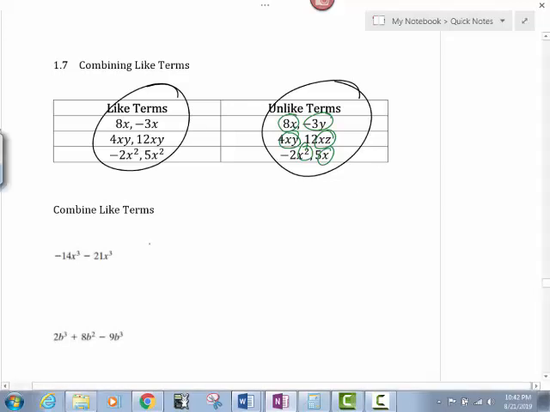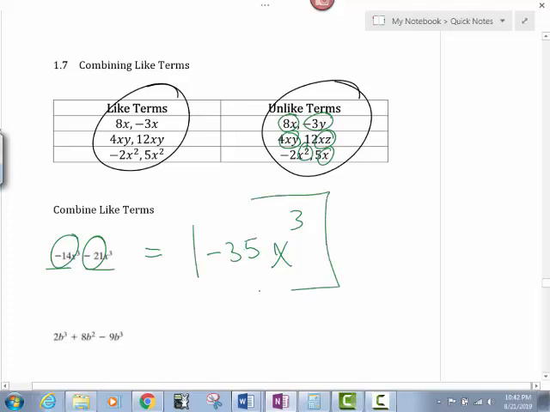So let's take a look at our first problem. We're going to combine like terms: negative 14x to the third minus 21x to the third. One thing we know is we have x to the thirds, so all we're doing is combining the numbers in front. Think about it this way: I owe you $14, I borrow 21 more, now I owe you 35. And so my answer is just negative 35x to the third.